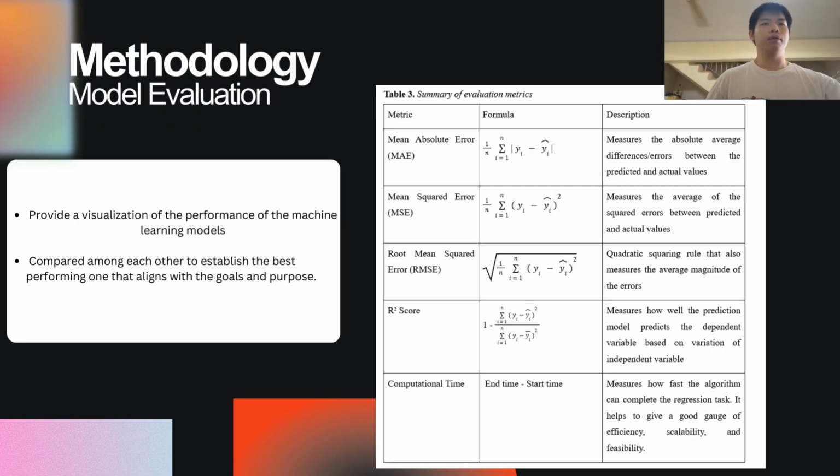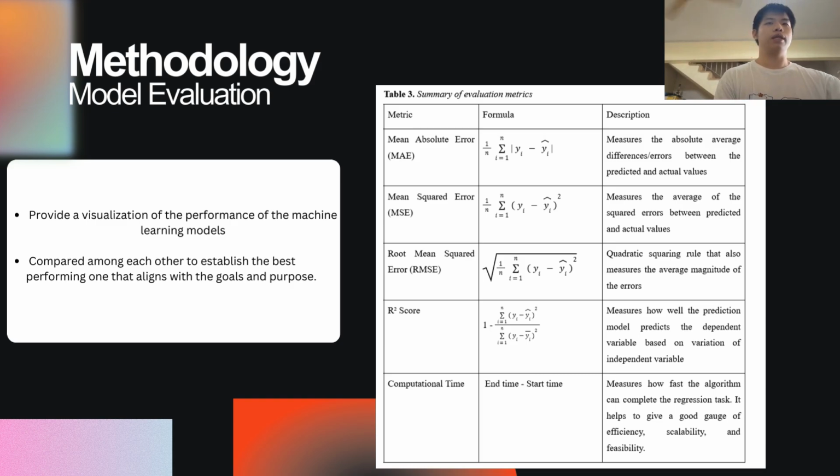Now we are evaluating our machine learning models to predict medical insurance prices using several key metrics. The table on the right side explains their description and also their formula. Firstly, we have mean absolute error, MAE, which measures the average differences between predicted and actual values. It gives us a straightforward understanding of prediction accuracy. Next is mean square error, MSE, which calculates the average square differences between predicted and actual values. This metric emphasizes larger errors, helping us understand the model's precision. Root mean square error, RMSE, is another important metric, providing a quadratic measure of average error magnitude. It's particularly useful for understanding the model's overall performance.